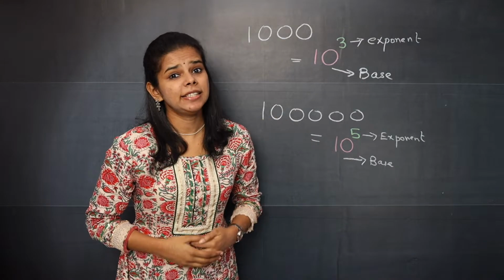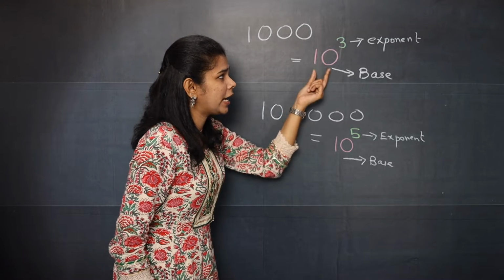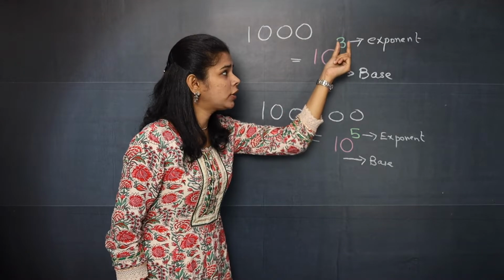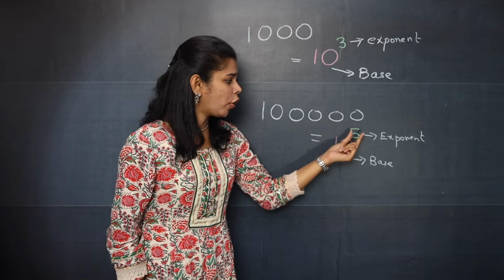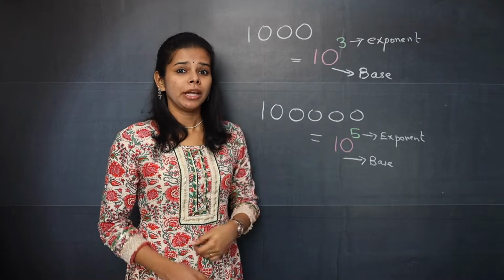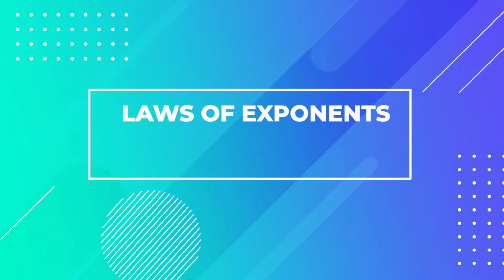You can read it in several ways. You can read it as 10 raised to the power of 3 or third power of 10, 10 raised to the power of 5 or fifth power of 10. Now let's move on to the laws of exponents.